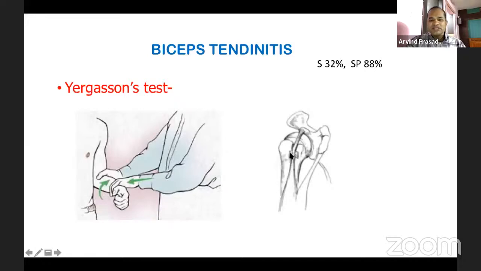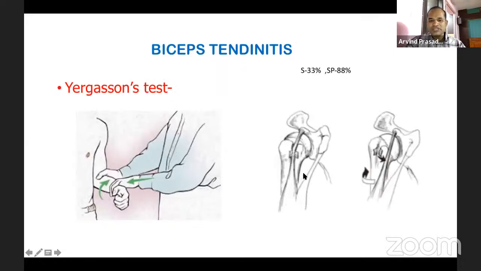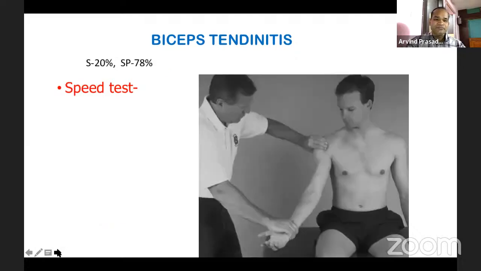This test is basically for the transverse humeral ligament. When it is torn and the patient tries to supinate the forearm, the biceps tendon gets dislocated from the bicipital groove, and the patient will have excruciating pain. So specificity is very high, but sensitivity is not very high.